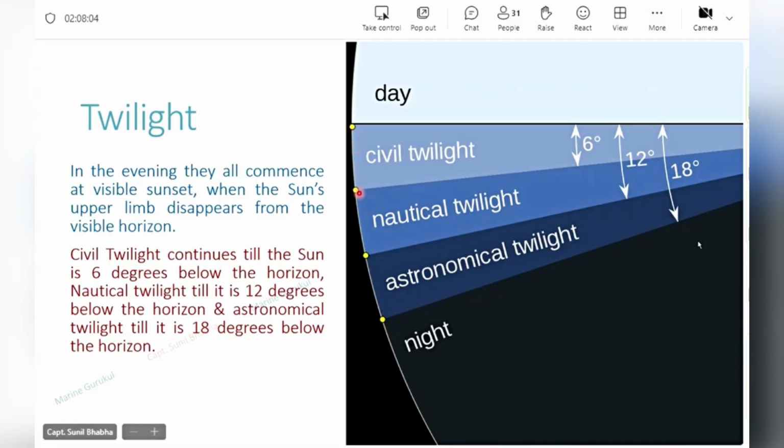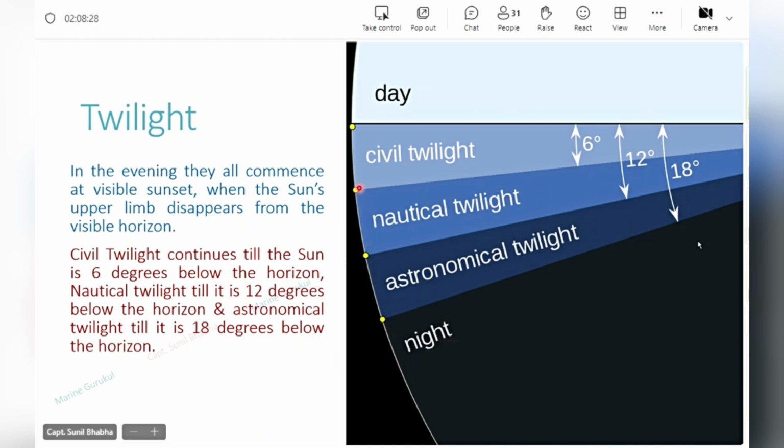Civil twilight continues till the sun is 6 degrees below the horizon. Nautical twilight continues till the sun is 12 degrees below the horizon. And astronomical twilight continues till the sun is 18 degrees below the horizon. After 18 degrees, there is no light received from the sun, and we have total darkness or the night.